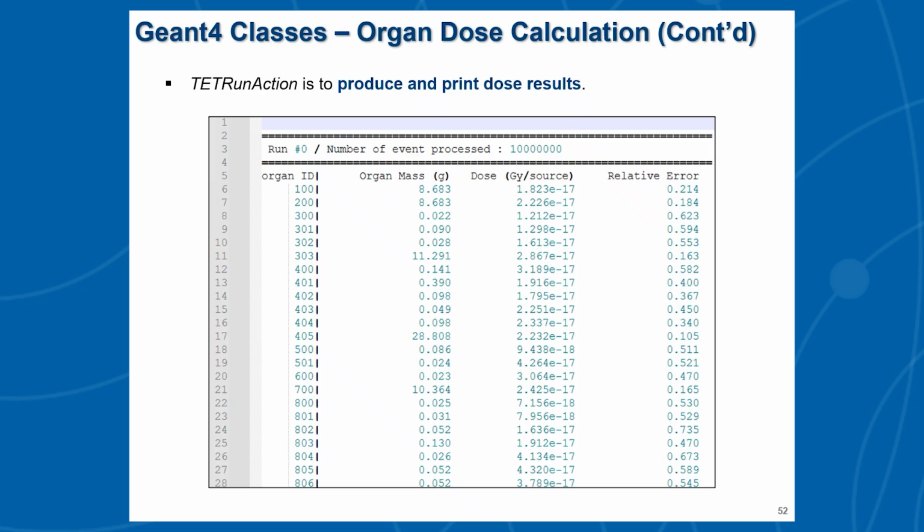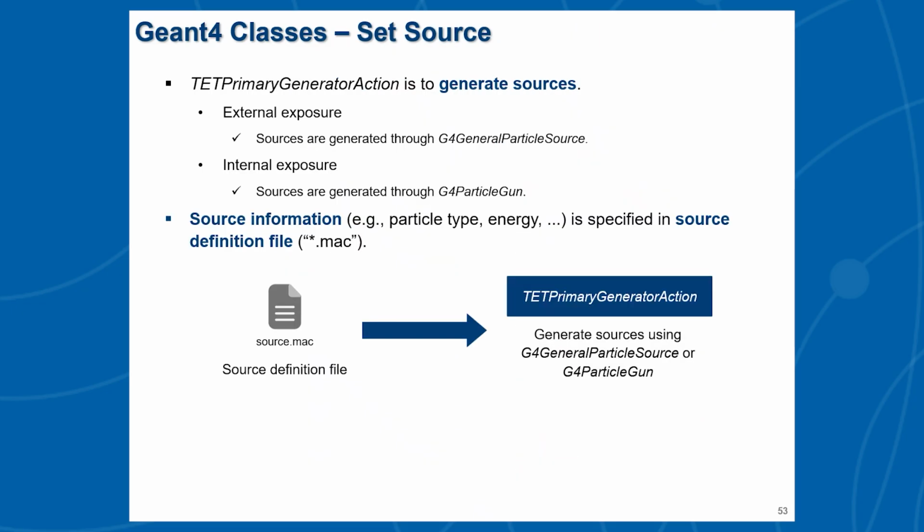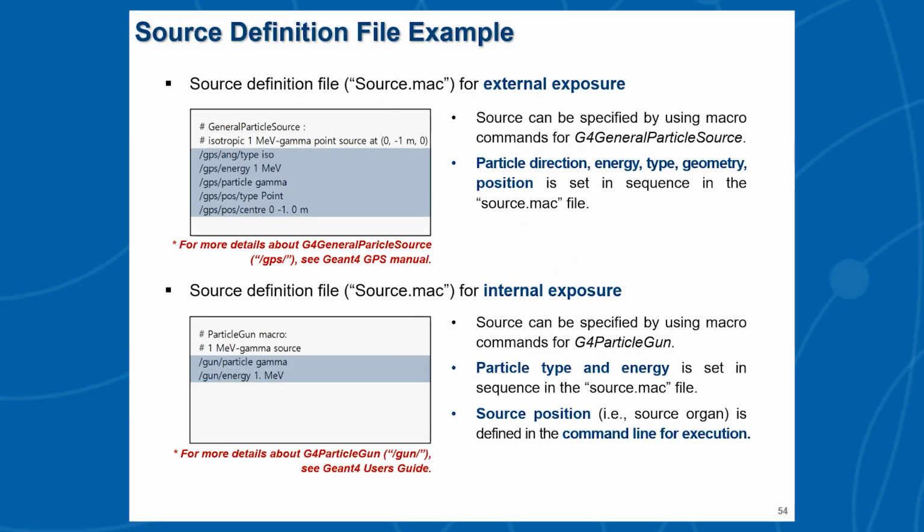The next step is how to set the source particles. The TET primary generator action class is used to generate the source particles, and for the external exposure scenario, the source particles are generated through the G4 general particle source class. And for the internal exposures, the source particles are generated via the G4 particle gun class. For both cases, a separate source definition file called source.mac is used to generate the source particles. For the external exposure scenarios, the particle direction, energy, type, geometry, and position can be set in the source file. For the internal exposure scenario, only the particle type and energy are specified.